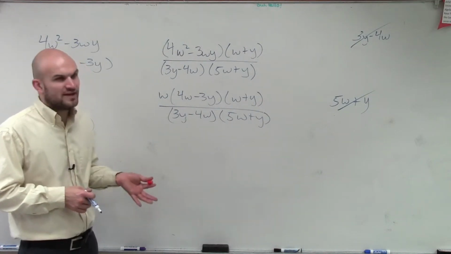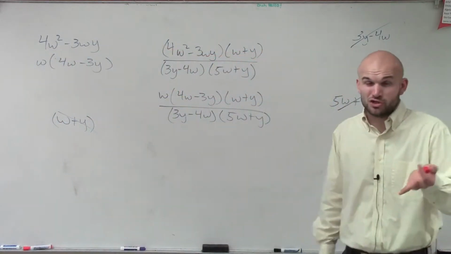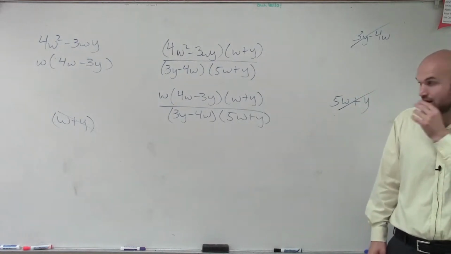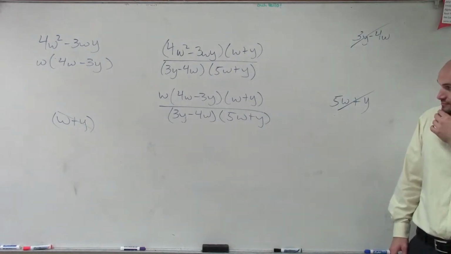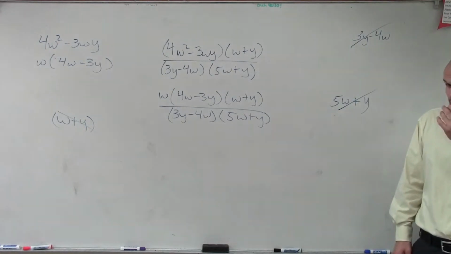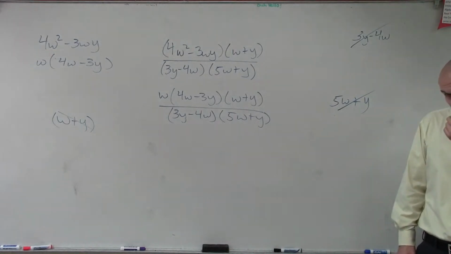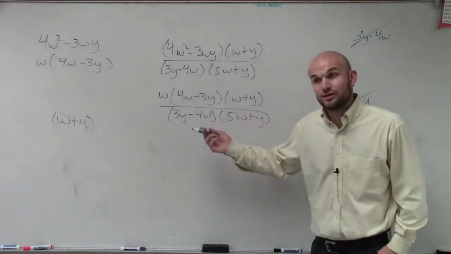But yeah, if there were going to be two terms that would divide out, does anybody know which two terms would look like they could divide out? Yes? W plus y and 5w equals y. No, 4w minus 3y. And negative 3y negative 4w. Okay. Well, that's very close.